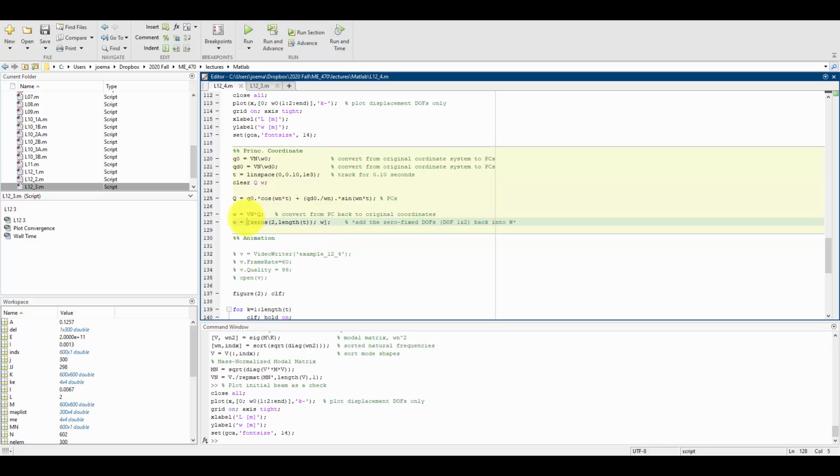So I'm taking the W I just solved for. Remember, this was W3, 4, 5, 6, all the way up to W602 when I used 300 elements. So now I'm putting back in the values for W1 and W2, which, since they're fixed, are always 0, but I need to put them back in here so that W in the end is the correct size.